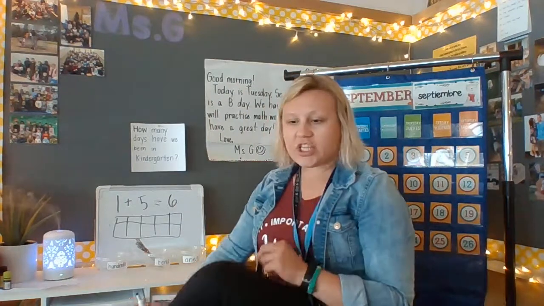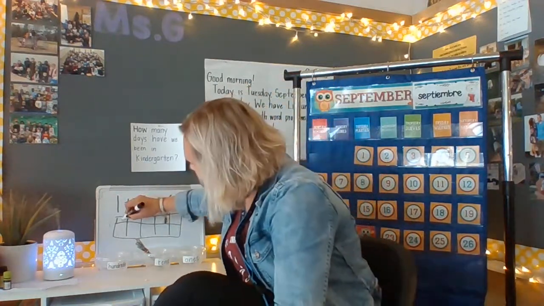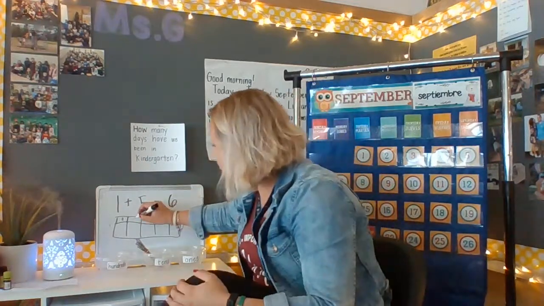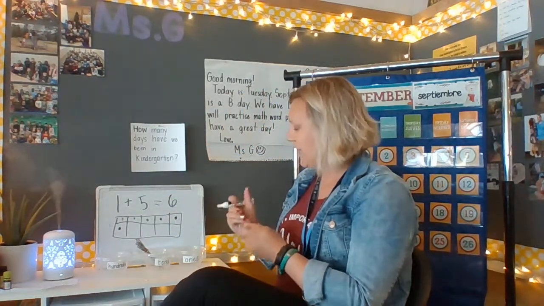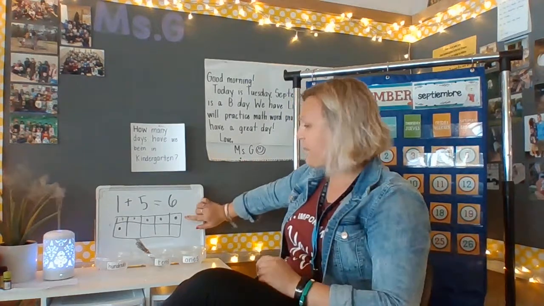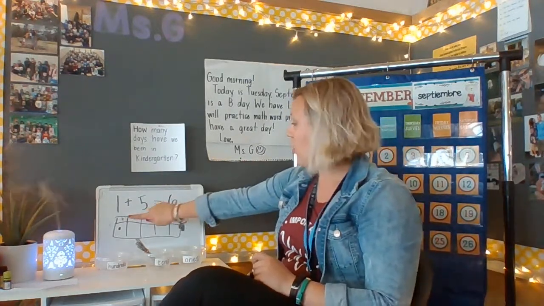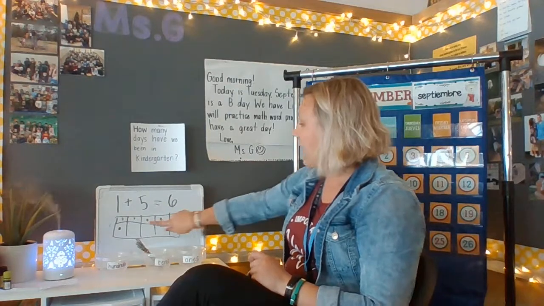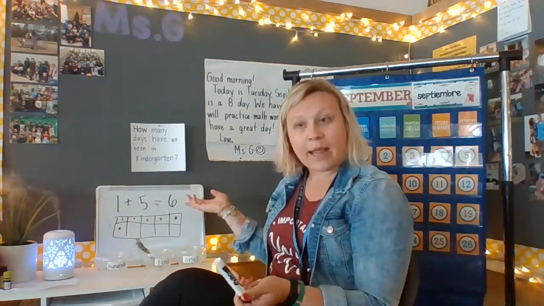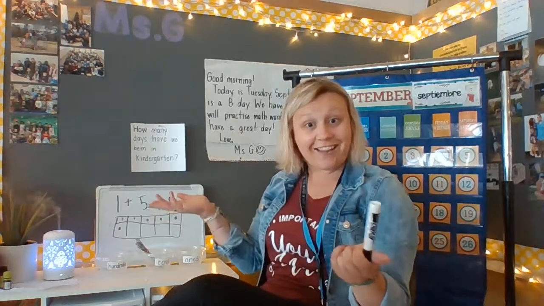So she started with 1 book. So we'll draw that 1 book. And then she borrowed 5 more. So then I'm going to draw 1, 2, 3, 4, 5. Let's take a look here. We know there's 5 boxes on top. So we'll go 1, 2, 3, 4, 5, 6. Did I get the same answer? I did. That means I got it right. So that's awesome. We always want to make sure we're checking our work by doing it 2 different ways.